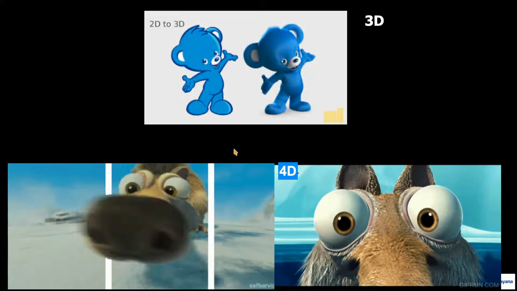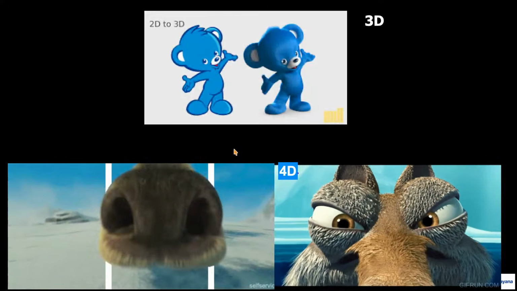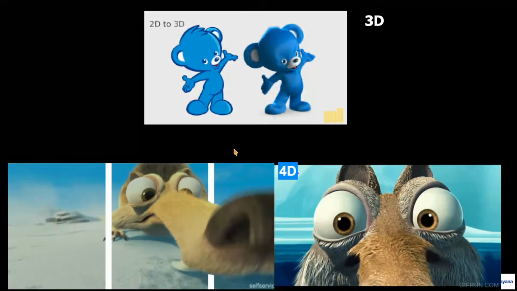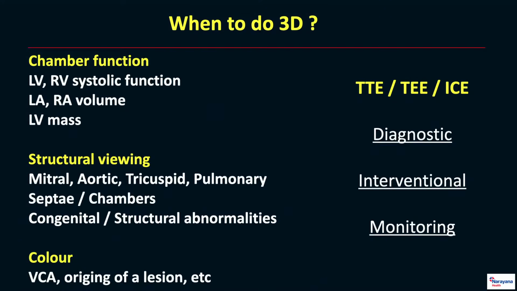And now, it's getting better and better. So this is how it is, we are seeing it in all spheres of life in different contexts. So the first question is, do we do 3D for all patients? No. So there are some specific areas. We still have not reached the stage where 3D is the default. We still have a lot of use for 2D. 2D will be there for a long time. So there is a time and place for 3D.